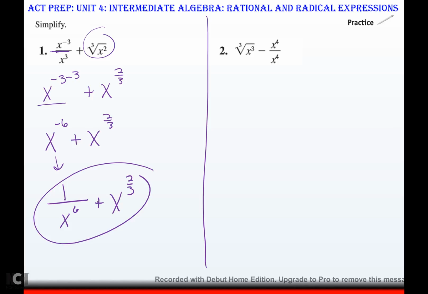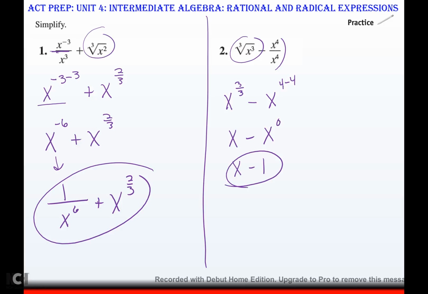Okay, same with 2. It's easier to get them out of radicals. So this is going to be x to the 3/3 minus, when you divide, you subtract exponents. That's going to be x to the 4 minus 4. Well, this is x to the first. This is x to the 0. Anything to the 0 degree is 1. And done.